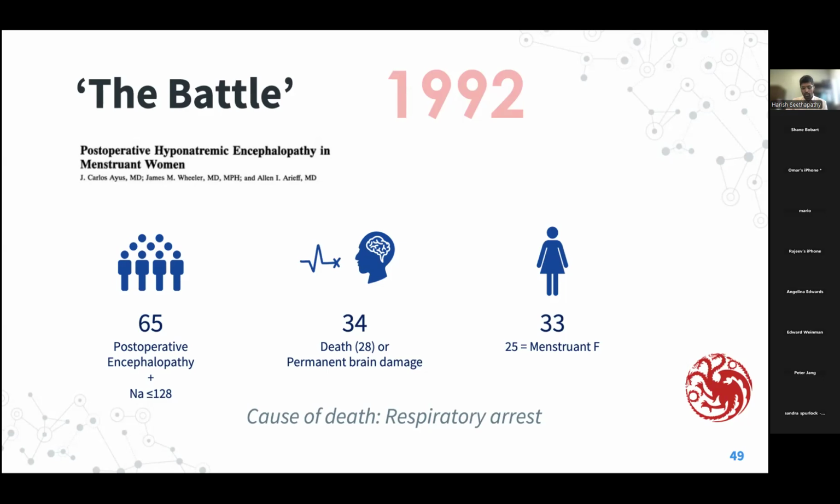They also said, and I don't know the reason for this, that out of those, 33 were female and 25 of them were menstruant females. To date, I haven't found a satisfying explanation as to why menstruant females in particular would be at high risk. Females, I sort of get because of the low body mass and the different characteristics of the volume compartments. They said the cause of death in the majority of these patients was respiratory arrest. So if you have patients with severe hyponatremia and you don't treat it as fast as you should, perhaps you expose yourself to the risk of respiratory arrest.